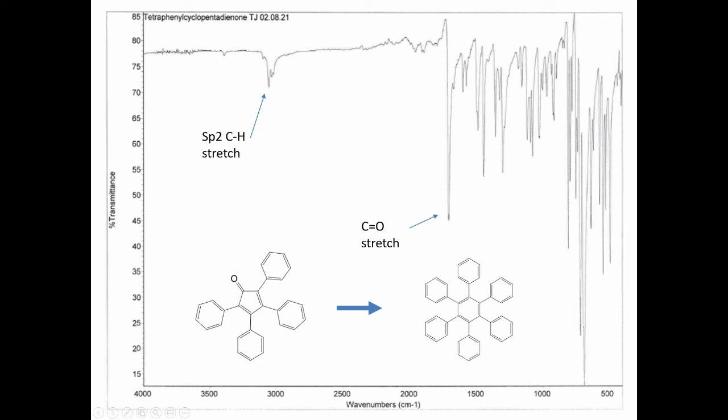If we look at our IR spectrum of the tetraphenylcyclopentadienone, there were only really 2 major functional groups: the sp2 hydrogen stretch from the benzene rings, as well as the carbon double bonded oxygen stretch for the ketone. Once this reaction occurs, we lose the ketone, so we should expect a very similar looking spectrum, except this peak for the ketone should be absent. So we should only really see this sp2 carbon hydrogen stretch.